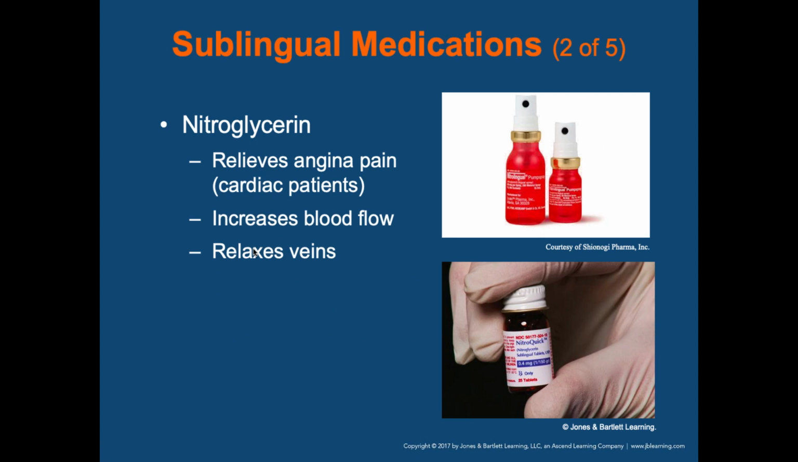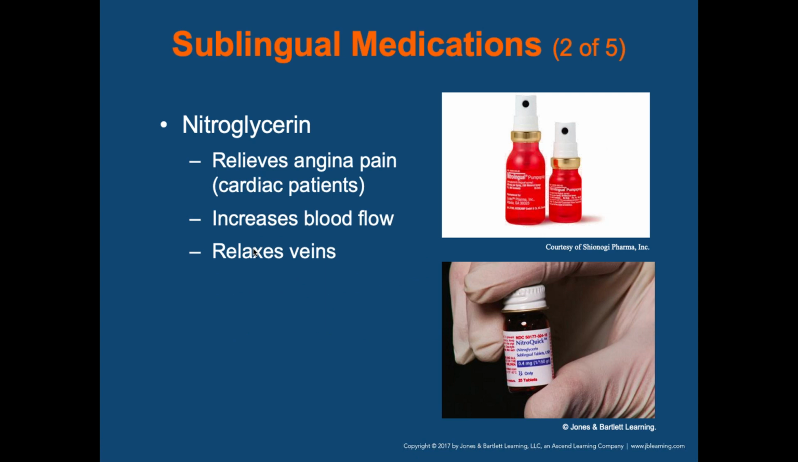One of the medications we're going to be utilizing sublingually is nitroglycerin, which relieves angina pain in cardiac patients and increases blood flow by vasodilating, relaxing the veins. The top bottle is a nitro spray. The drawback with spray is you don't know if you're going to get the full dose. It aerosolizes, so it might get onto you. It also costs about $300 a bottle, so ambulance services sometimes don't even buy these.